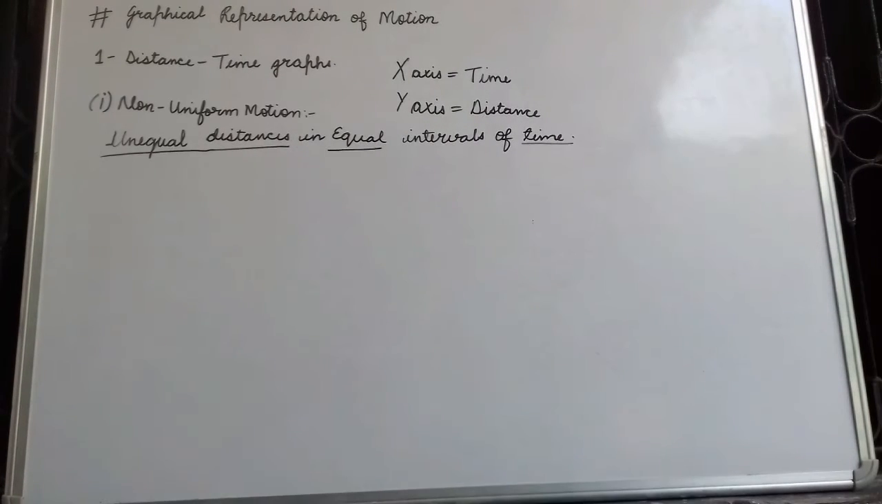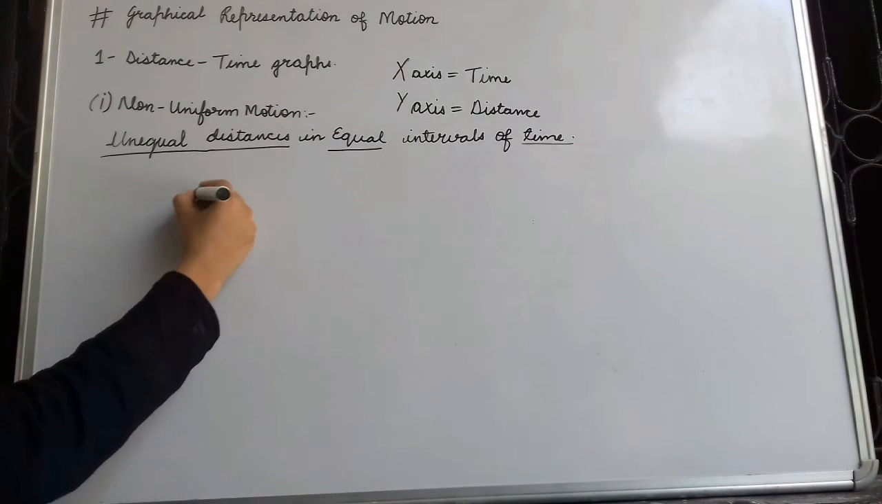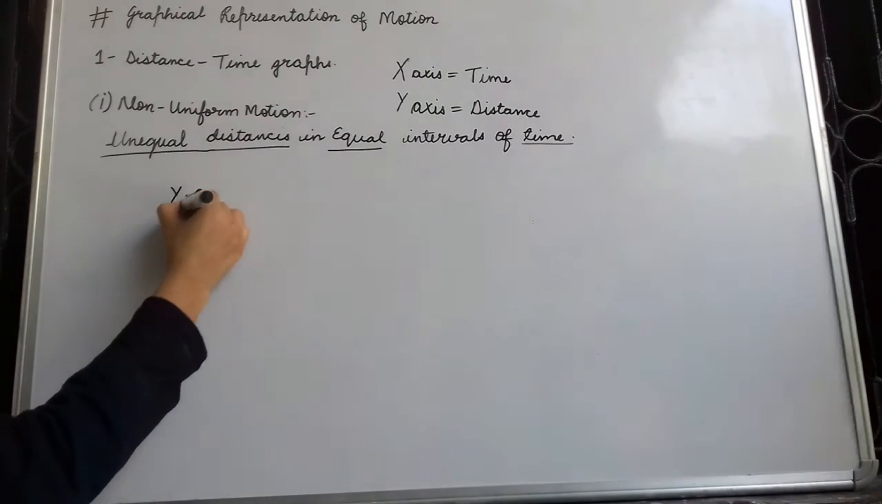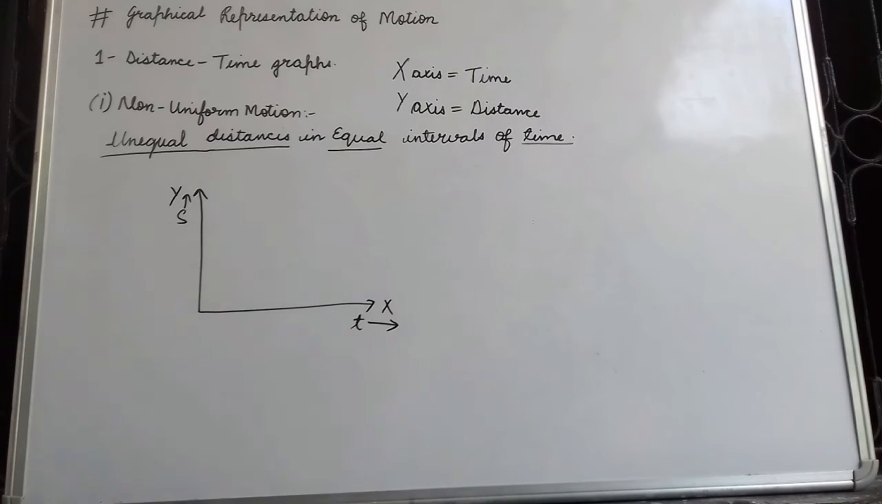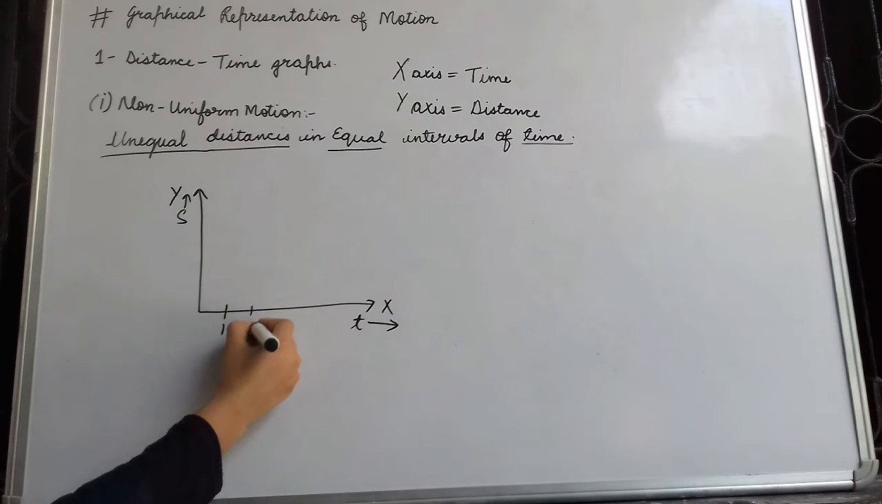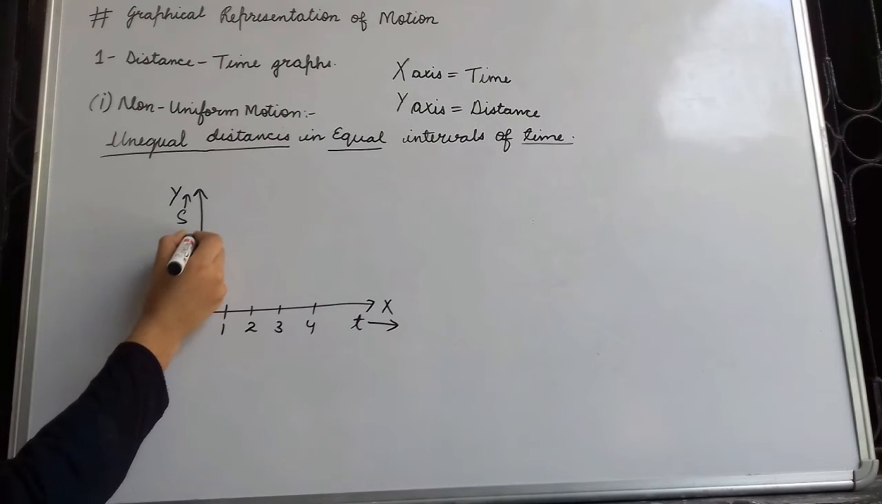Now, the next type of graph is of non-uniform motion. What is non-uniform motion? When a body covers unequal distances in equal intervals of time, then the motion is said to be non-uniform motion. Let's take the y-axis again for distance and the x-axis for time. Mark time intervals in seconds and distance in meters.